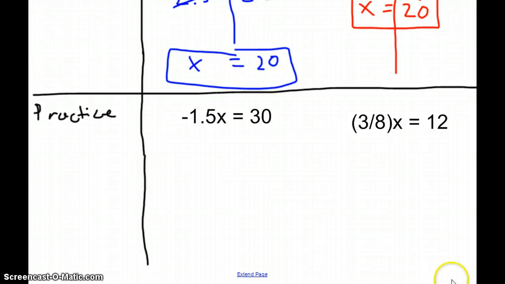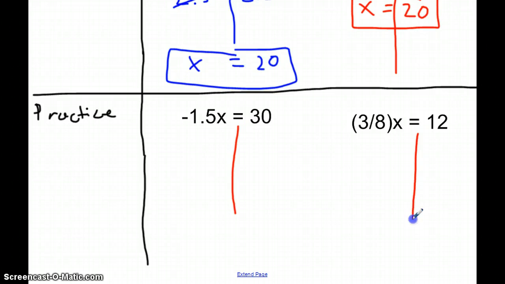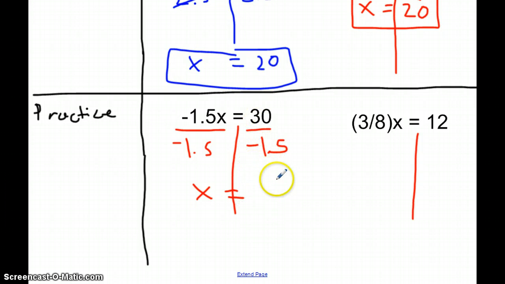All right. Now that you've had a chance to practice that, we're going to go through them. Okay. So we're obviously on this side, we're going to divide by negative 1.5 on both sides. X equals, we're going to get a negative obviously, but 30 divided by a negative 1.5 should give you negative 20.